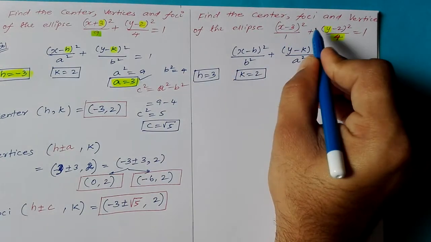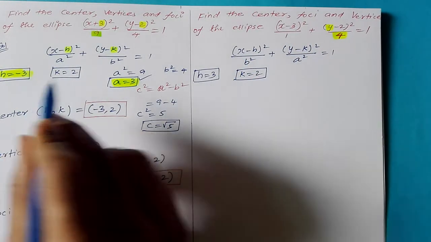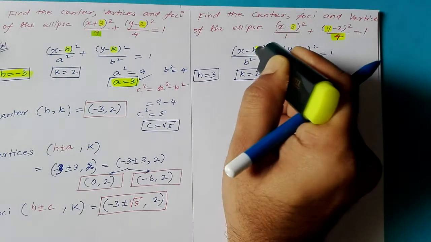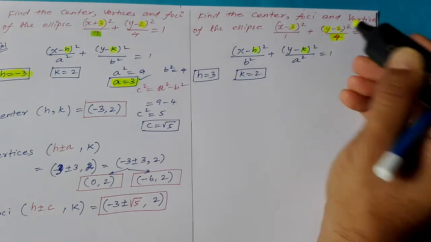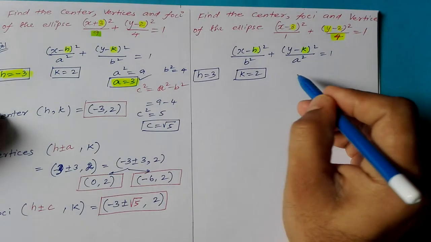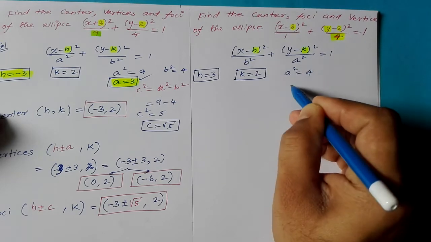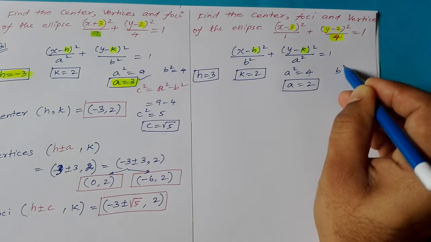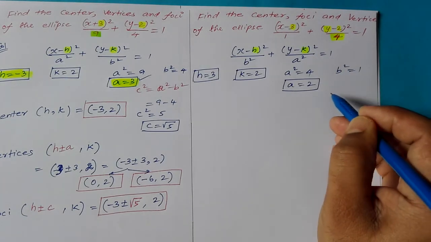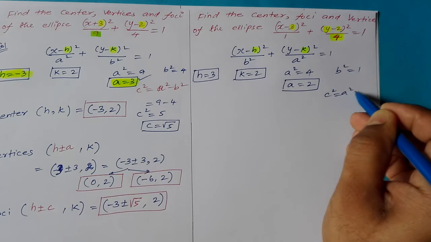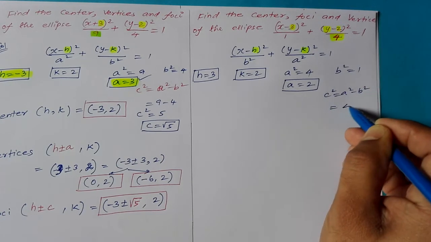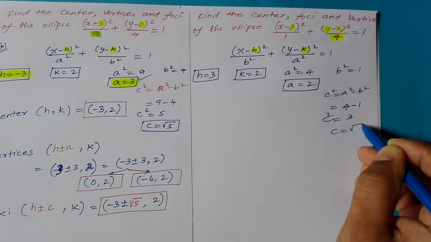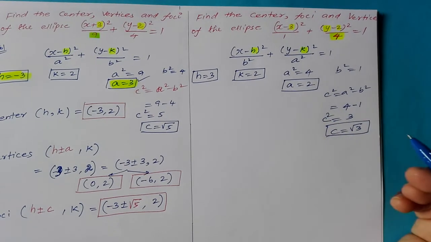Because both are minus, minus. If it is plus, you have to take it as the opposite sign. But here it is minus. Therefore, I write it here. h is equal to 3, k is equal to 2. What is a square? a square is 4, a is equal to 2. What is b square? b square is 1. Now I have to calculate c square. What is c square? a square minus b square, which is equal to 4 minus 1, which is 3. So take square root, you will get root 3.